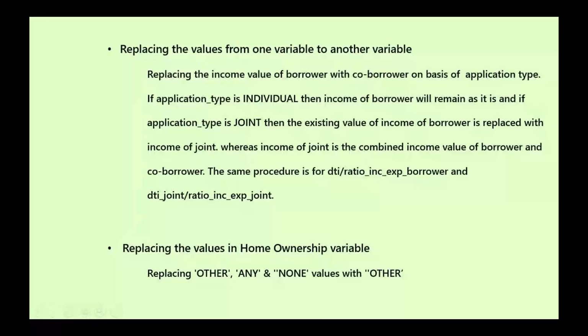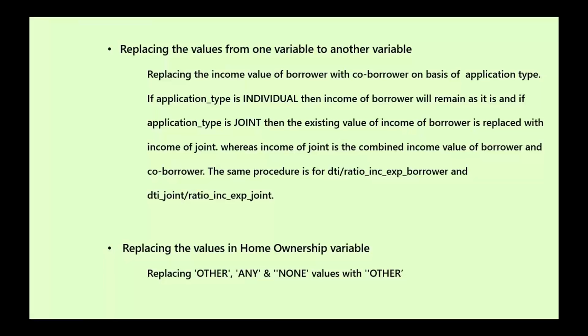After extracting the values, we have replaced the values of one variable with another variable. This is done based on the application type. There are basically two types of application in our data set: one is individual and one is joint. Individual is where there is only one borrower, and joint is where there are two borrowers, the main borrower and the co-borrower. Where the application type is individual, the income of borrower will remain as it is, and where the application type is joint, the existing value of income of borrower is replaced with the income of joint. Income of joint is a combined income value of the borrower and the co-borrower.